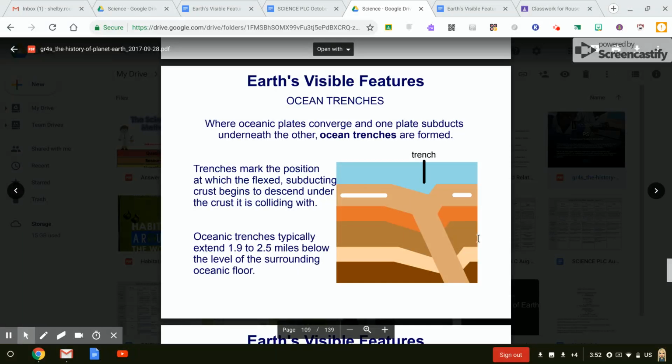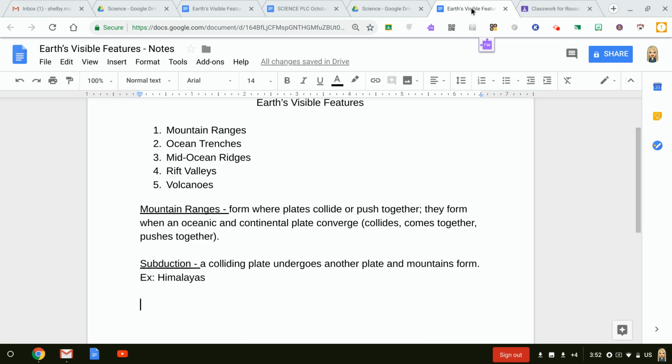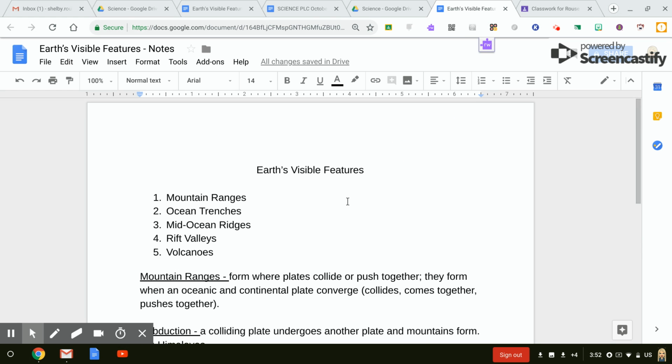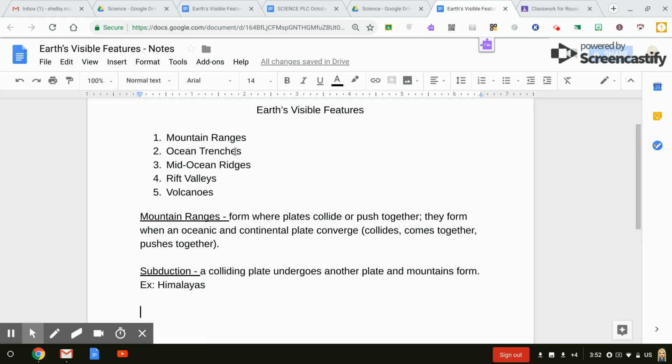Okay, so we're going to continue today with Earth's visible features. Remember, there were five that we listed yesterday. If you look back at your notes from yesterday, we're going to just continue on the page that you were writing on yesterday. So we've got mountain ranges, ocean trenches, mid-ocean ridges, rift valleys, and volcanoes.